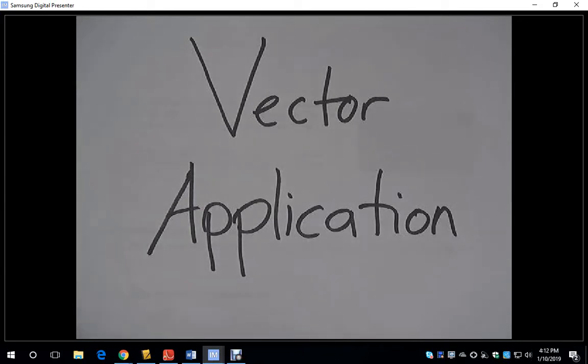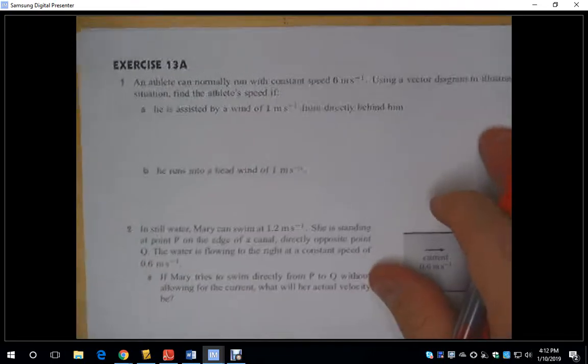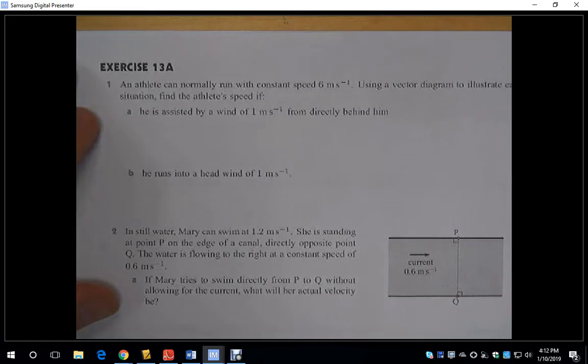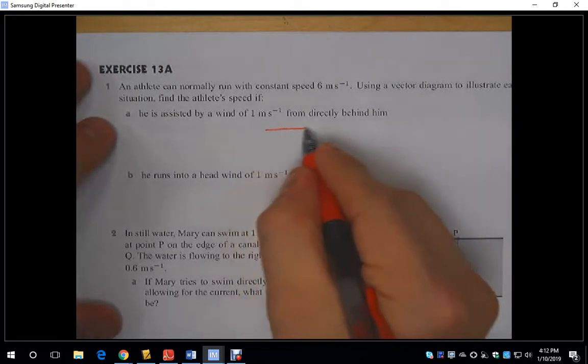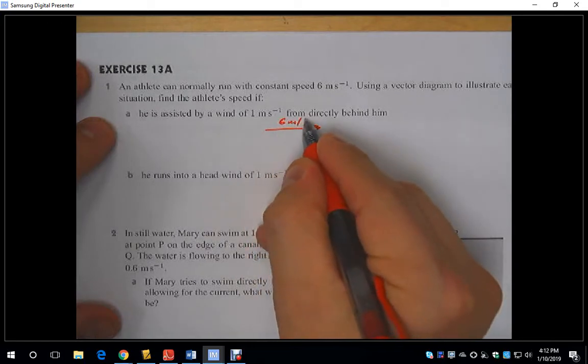This video is about vector application, and I'm just going to jump into a bunch of examples right from the book. So let's look at number one. It says, an athlete can normally run with a constant speed of 6 meters per second. So this is his speed here of 6 meters per second.